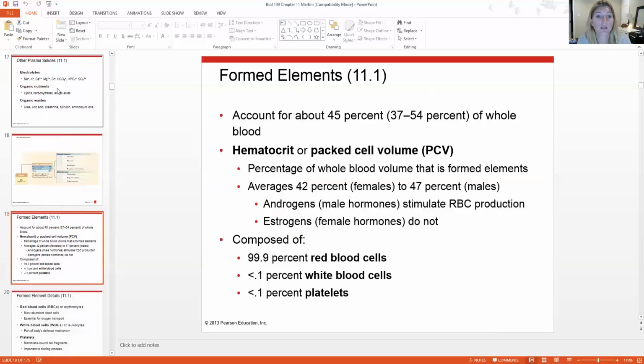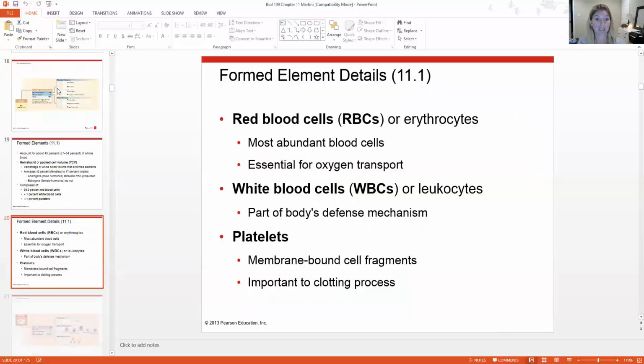Now we get to the formed elements. Our formed elements are a little bit less than half. A hematocrit, or packed cell volume, PCV, is basically the percentage of whole blood volume that is just formed elements. The average is, again, a little less than half. Androgens in males are going to stimulate red blood cell production, which gives them slightly more. So our hematocrit, or our formed elements, is mostly 99.9% red blood cells, a small percentage is white blood cells, and a very small percentage is platelets.